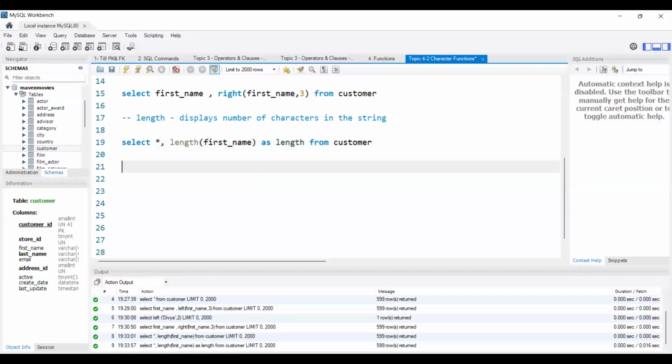Okay, and next we have an important function, I can say, that is concat. It is very important. We will use it most frequently in real time. The concat function will just combine things together.